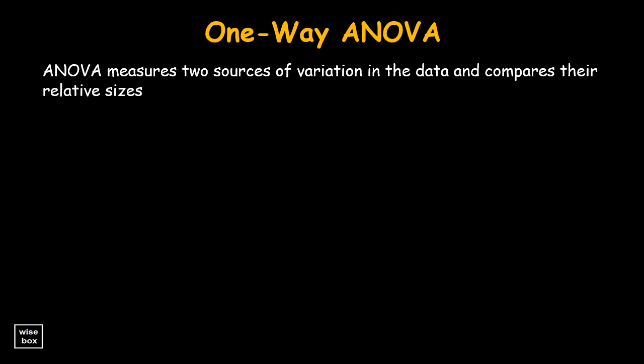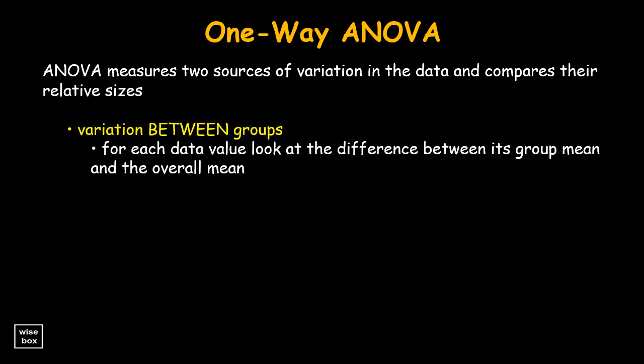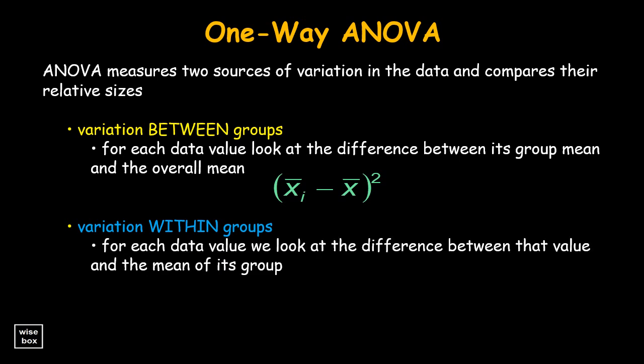Anova measures two sources of variation in the data, and compares their relative sizes. In variation between groups, for each data value we look at the difference between its group mean and the overall mean. Next, in variation within groups, for each data value, we look at the difference between that value and the mean of its group.